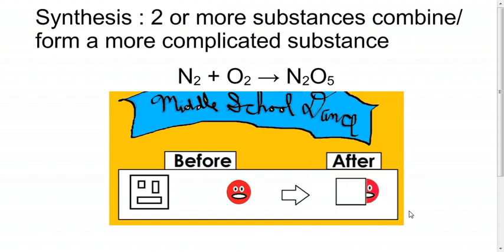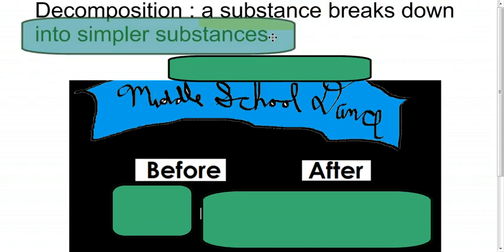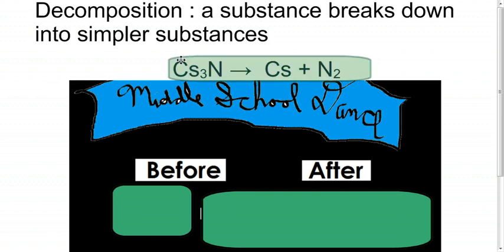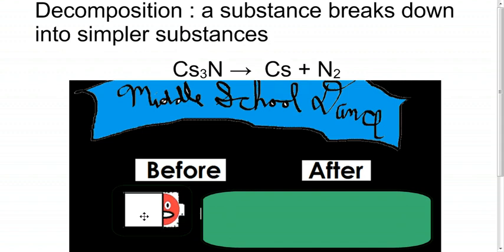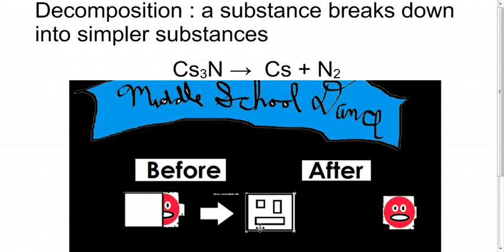That's a synthesis reaction. The next reaction is a decomposition, and a decomposition is essentially the opposite of a synthesis, where I have one thing that breaks down into 2 things. And in a middle school dance, those 2 people that were dancing, they separate and they stop dancing.